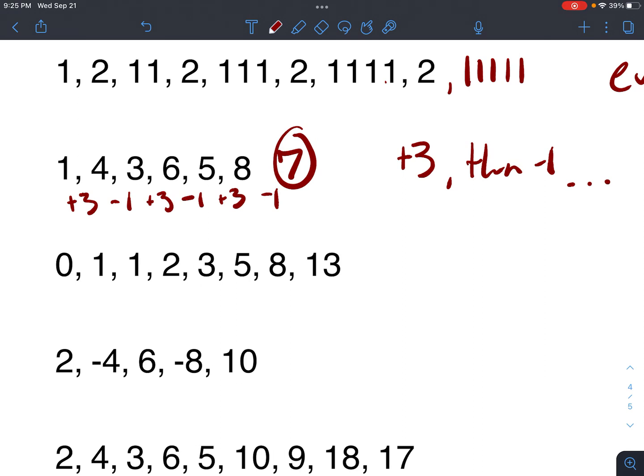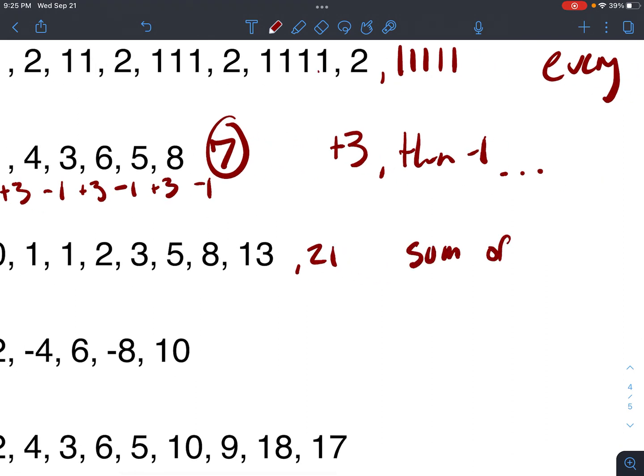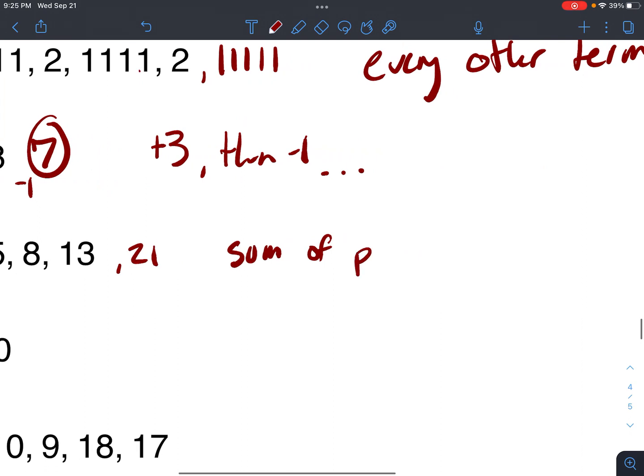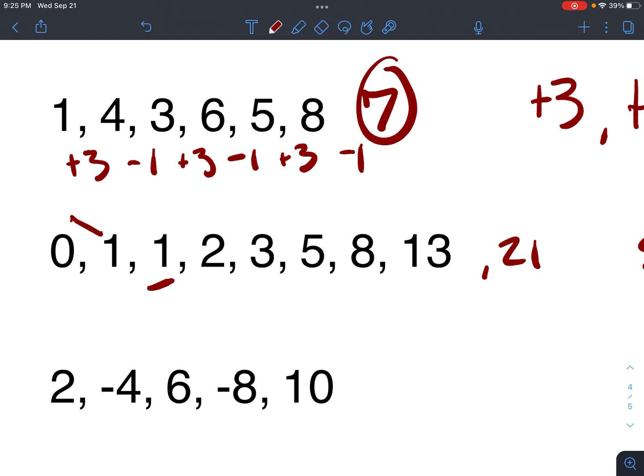Oh geez, this looks interesting. So we have 0. Oh, this is fancy. I love this. This gets into number theory and crap like that. So we have 0, 1, 1, 2, 3, 5, 8, 13. So our next one's going to be 21. And it's going to be the sum of the previous two terms.